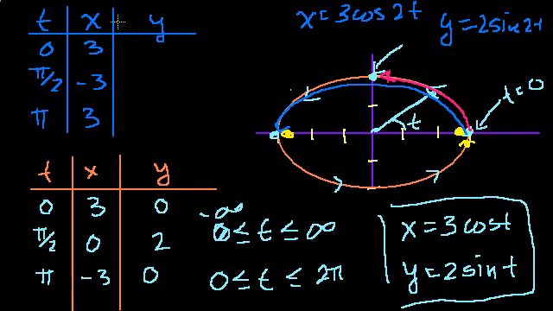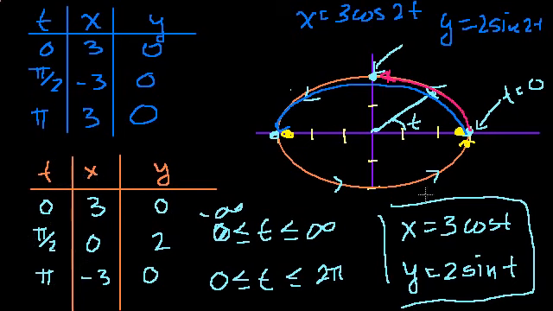And then on the y side, when t is equal to 0, sine of 2 times 0, sine of 0, that's 0, times 2 is 0. At pi over 2, sine of 2 times pi over 2, that's the same thing as sine of pi. That's also 0. 0 times 2 is 0. And then at pi, sine of 2 pi, well, that's also 0. So we get a bunch of zeros. So what happened here? Let me do it in different colors.